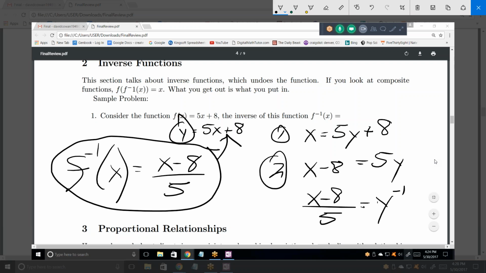But I always like to do things the same way. That's the secret to memorizing math. Don't mix up your methods. If you're going to switch the variables and divide and solve for y, always do it that way. Okay?